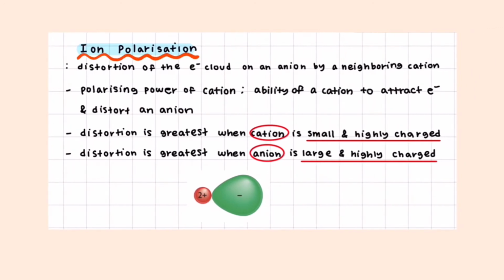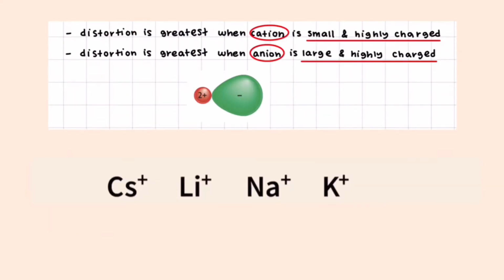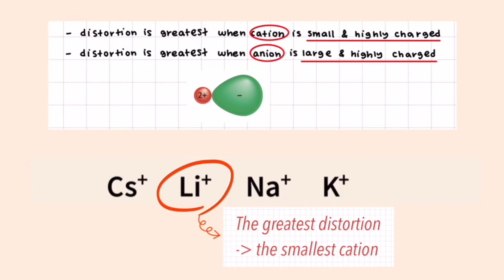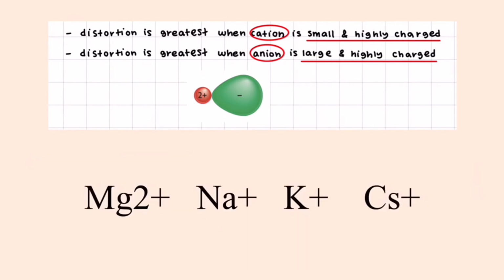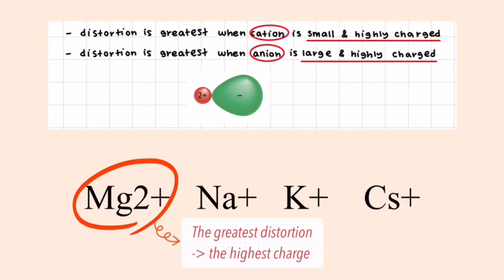Ion polarization is a distortion of the electron cloud on an anion by a neighboring cation. Polarizing power of a cation refers to the ability of a cation to attract electrons and distort an anion. Distortion is greatest when the cation is small and highly charged, and the anion is large and highly charged. Among these cations, Li+ causes the greatest distortion as it is the smallest cation. Among these cations, Mg2+ causes the greatest distortion as its charge is the highest.